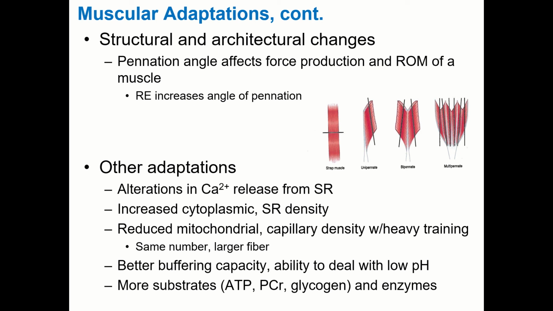But that's not because you lose capillaries or because you lose mitochondria. It's because the muscle cell has gotten larger itself, so its volume has increased, and we just haven't added mitochondria. We haven't added capillaries. And so because of that, you get a relative reduction in capillary density and in mitochondrial volume. We get a better buffering capacity, so we're better able to deal with a low pH, so acidity inside of the cell. And then we, of course, store more of the substrates, ATP, phosphocreatine, glycogen, and the enzymes to break them down, like the glycolytic enzymes that we talked about, or adenylate kinase, etc., in response to resistance training.